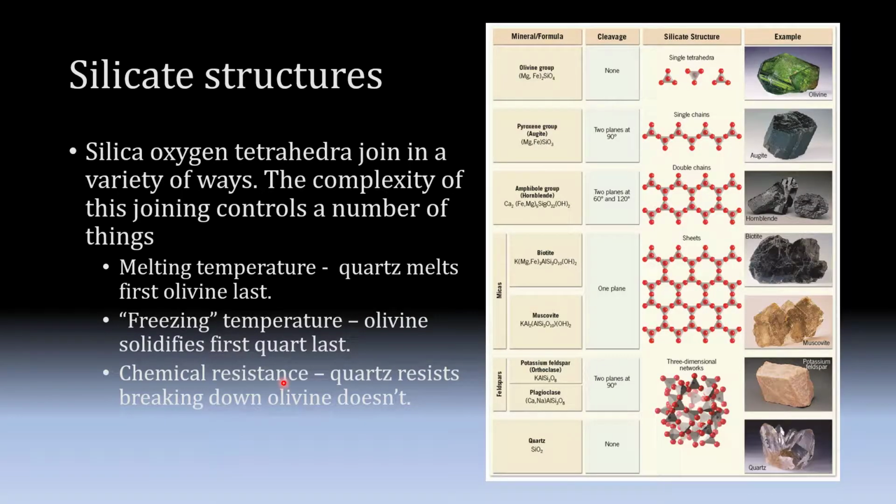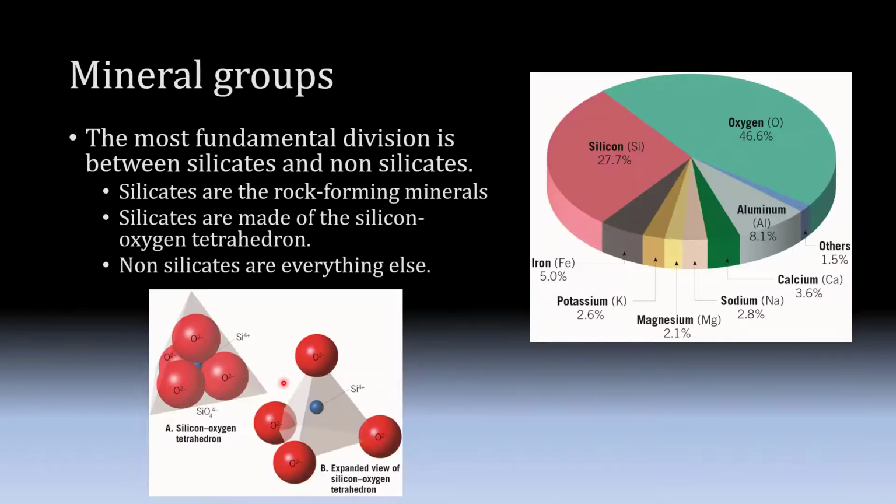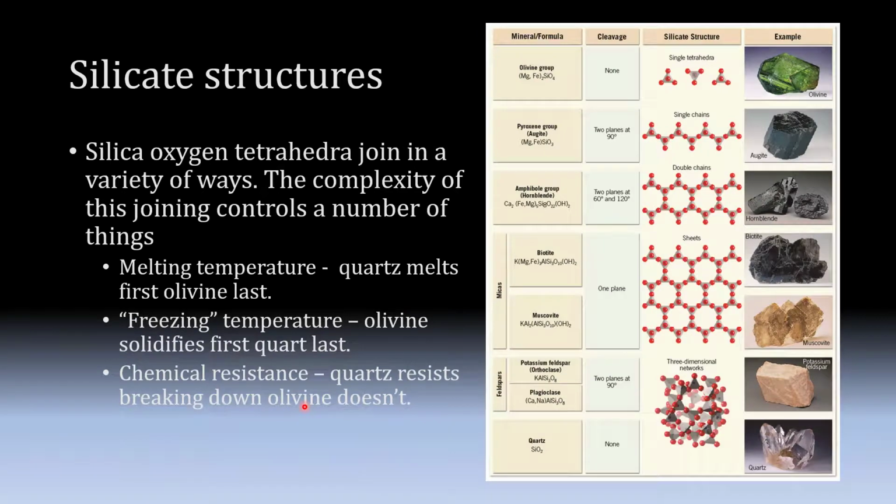Okay, so the silicon oxygen tetrahedra that you see here can link with each other. And now this is going to be important later on. This linkage, where you have either individual silica oxygen tetrahedra or single chains or double chains or sheets or three-dimensional networks. Geologists have this stuff tattooed on our eyelids because this controls all kinds of things.